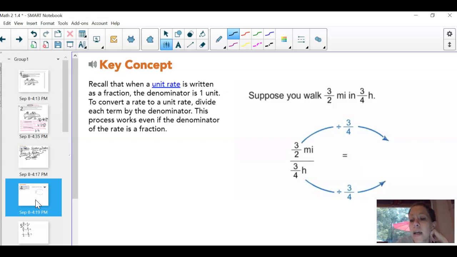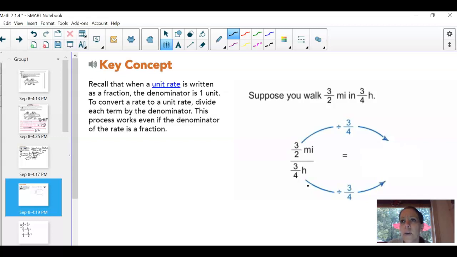Just like in the past with unit rates with nice whole numbers, I divide by the denominator. So if I divide 3/4 divided by 3/4, that's going to give me 1, and I'm going to show you why in a minute. So I'm going to divide both the top and the bottom by this bottom fraction. Now in each one of these, I want you to press solution and watch the whole video for the key concept, because you might need additional help.